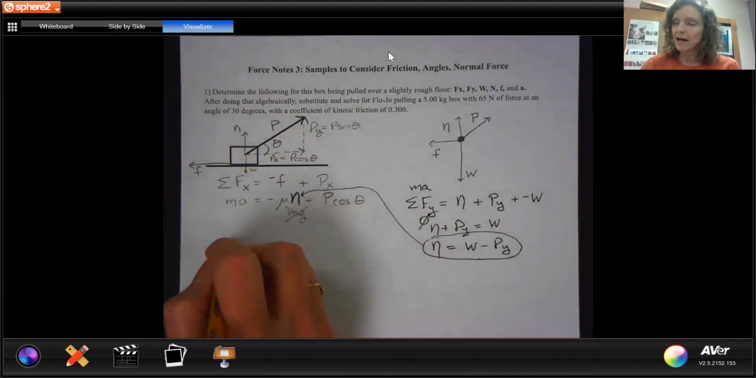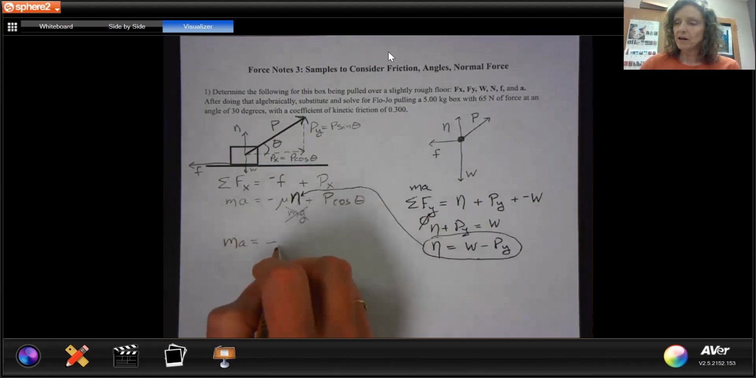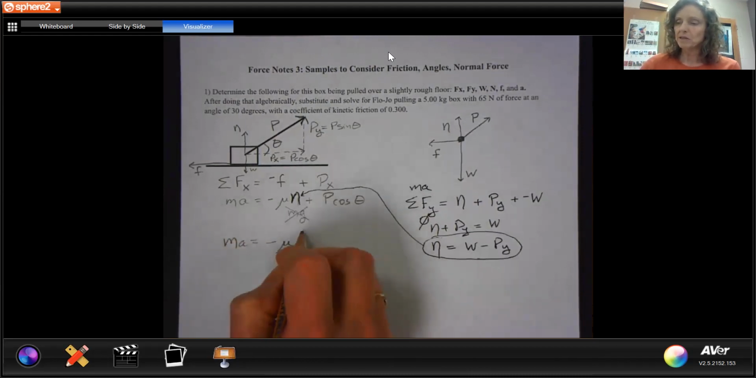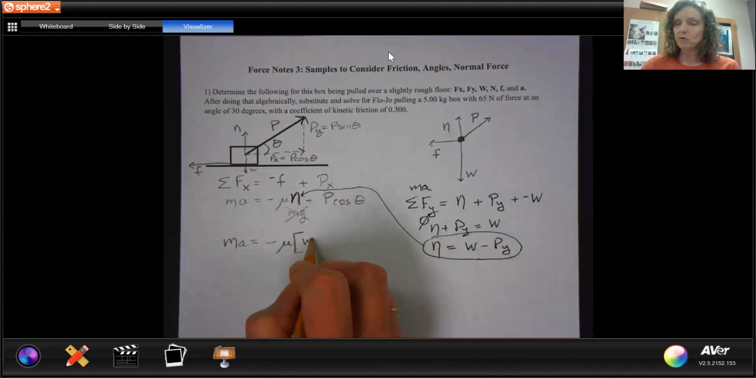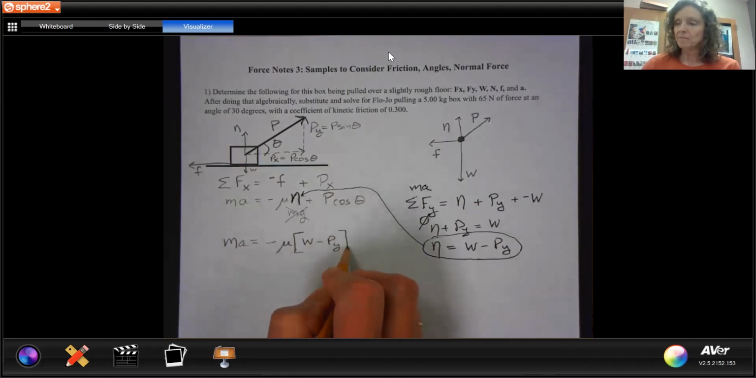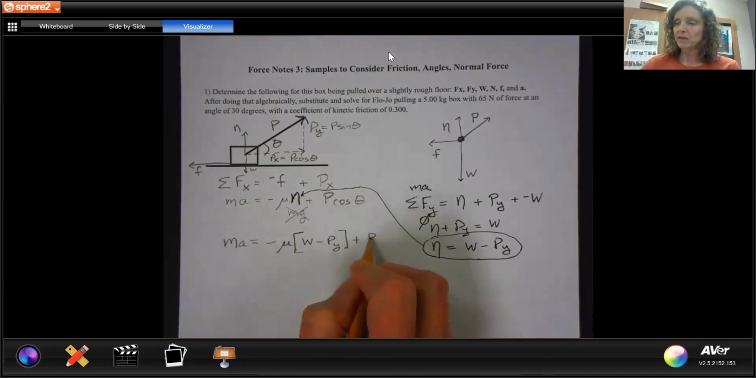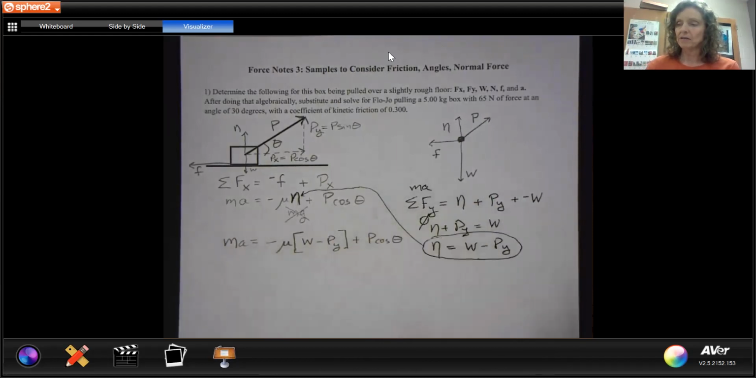So here we go. Algebraically now, mass times acceleration equals the negative of mu times, this might be a good time for a bracket. I'm going to put a bracket around this. And I'm going to substitute in for the normal force. W minus Py, close bracket, plus P cosine of theta. Okay, kind of a mouthful, isn't it? So now how would I go about substituting in?